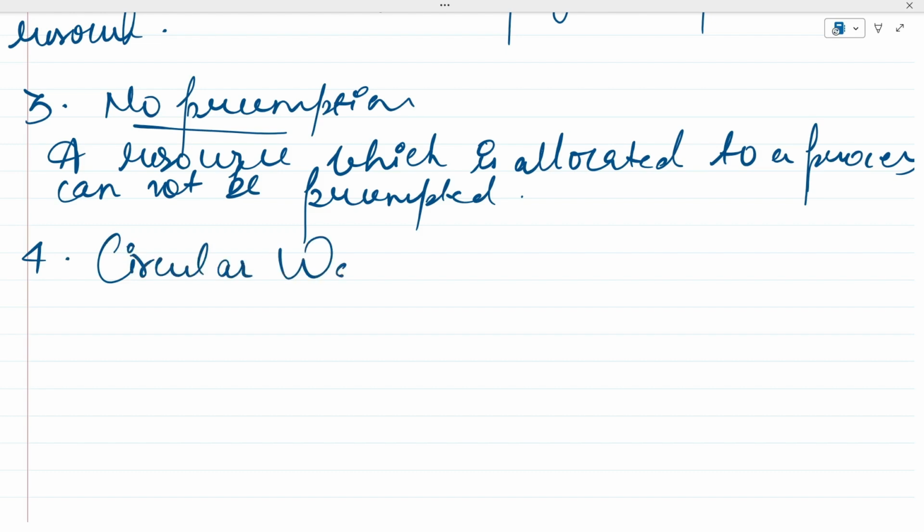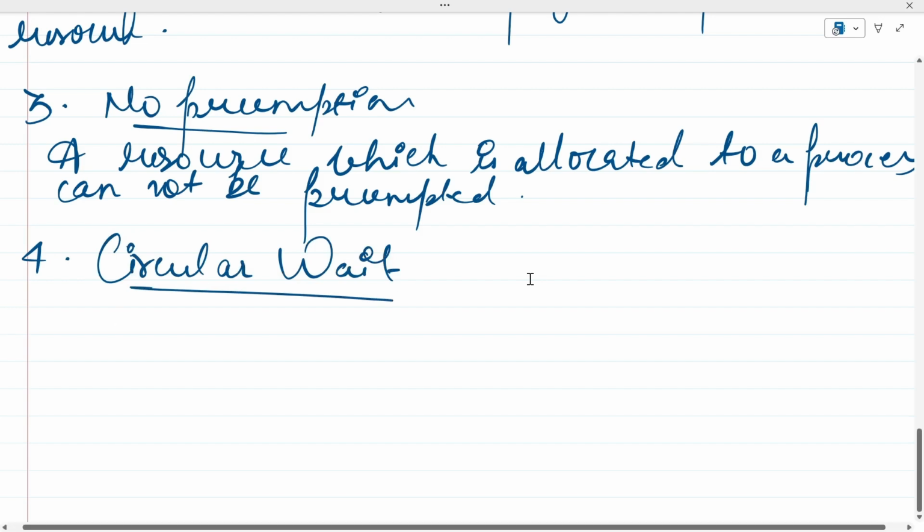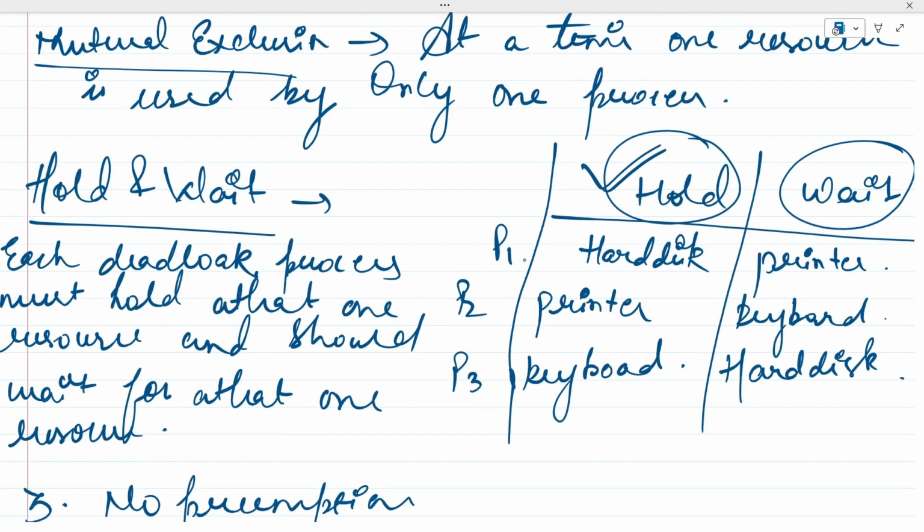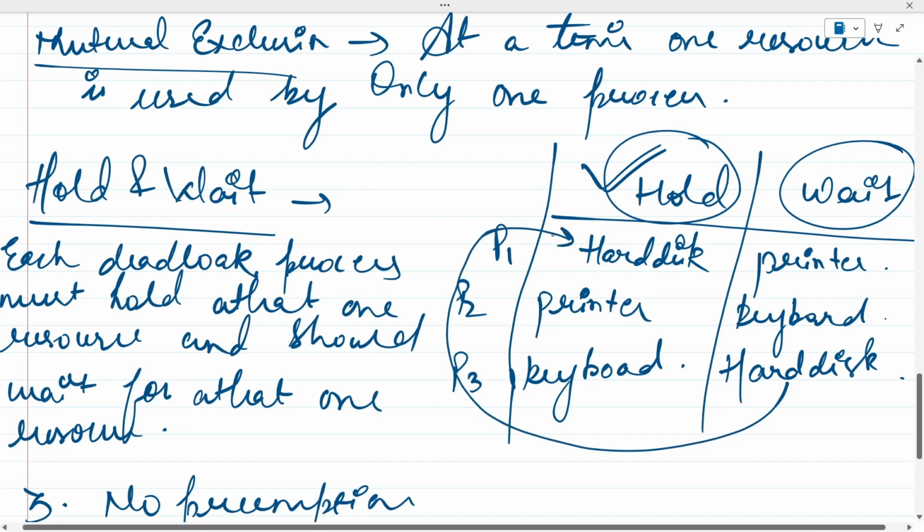What is a circular wait? Circular wait says that each deadlocked process must wait for each other in a circular manner. Let's see this example again. P1 is holding the hard disk resource and waiting for a printer. P2 has the printer and is waiting for a keyboard. P3 has the keyboard and is waiting for a hard disk. So here you can see that a loop is going to occur.